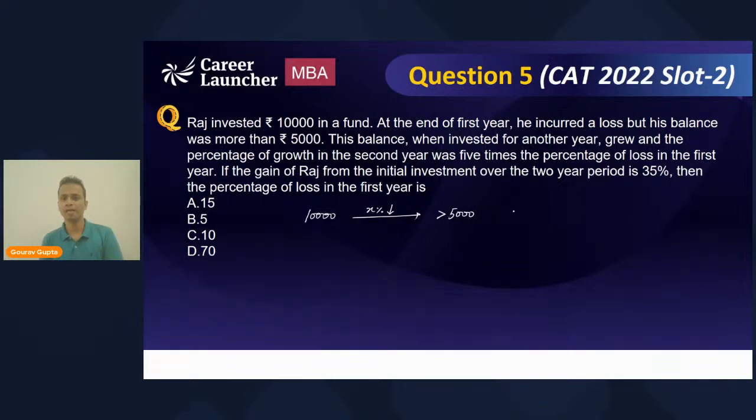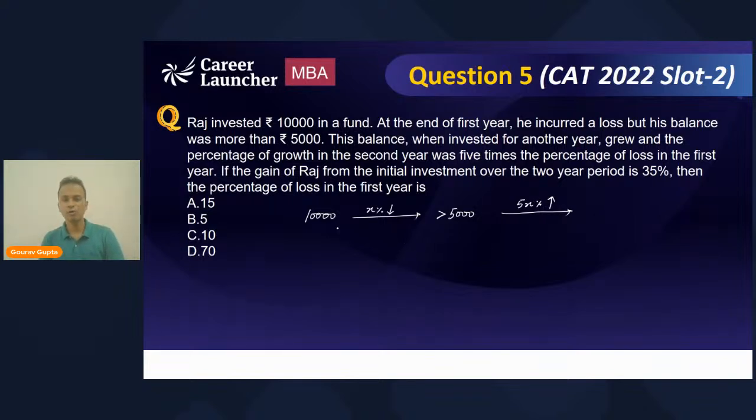Absolutely fine. Now, in the second year, the money grew by a percentage which was 5 times the percentage loss in the first year. So now there will be a growth of 5x percentage. My money will grow by 5x percentage, and I'll get the final money.